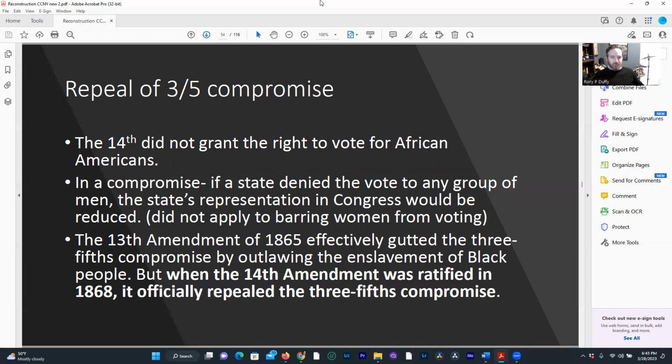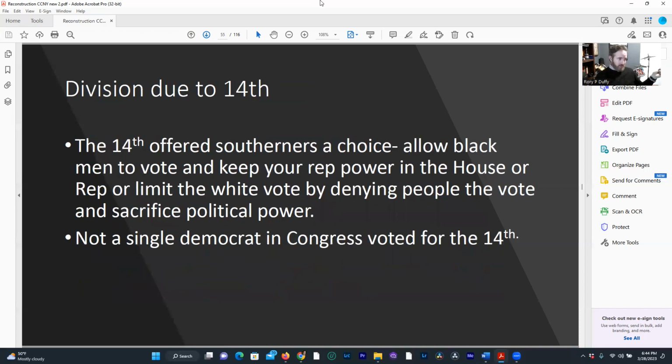It's not your time. The 13th Amendment of 1865 effectively gutted the 3/5 compromise by outlawing the enslavement of African American people, also got rid of the fugitive slave clause. But when the 14th Amendment was ratified in 68, it officially repealed the 3/5 compromise, because if the state views them as all citizens, that's now null and void.